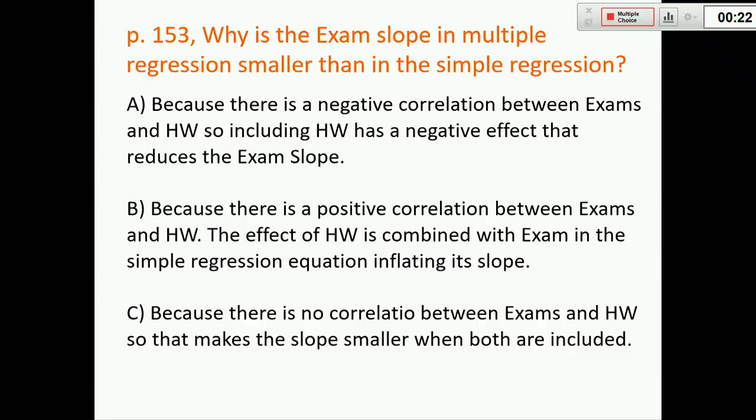It's a lot to read. Is it smaller because there's a negative correlation between exams and homework, so including homework has a negative effect that reduces the exam slope? Or is it because there's a positive correlation between exams and homework, so the effect of homework is combined with exams in the simple regression and inflates its slope because it's mixed together? Or is it because there's no correlation between homework and exams, so that makes the slope smaller when both are included? Choose A, B, or C, and let's see what you chose.